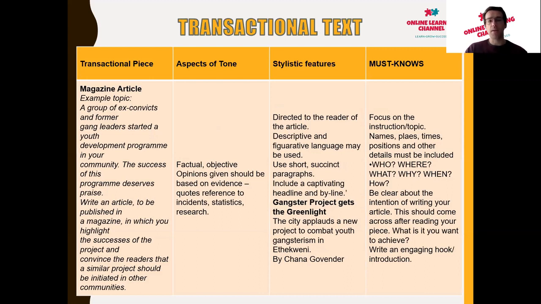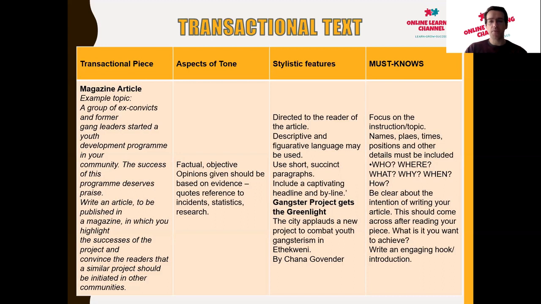Gangster projects get the green light. The city applauds a new project to combat youth gangsterism in Etequeni. Okay, and then a couple of the must-knows. You must focus on the instruction or the topic. The names, the places, times, positions, and other details may be included, such as who, what, where, why, when, and how. And you must be clear about the intention of writing this article.